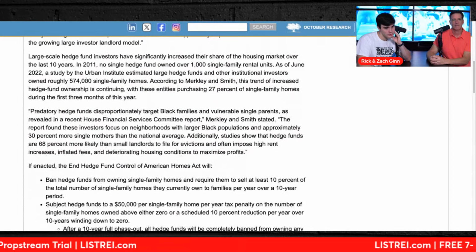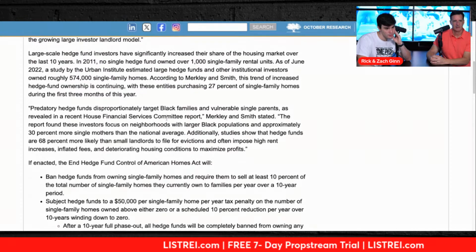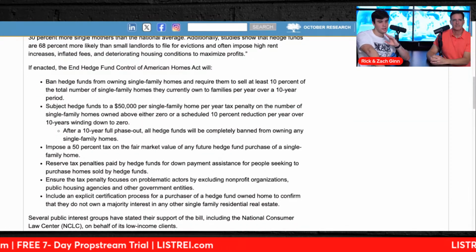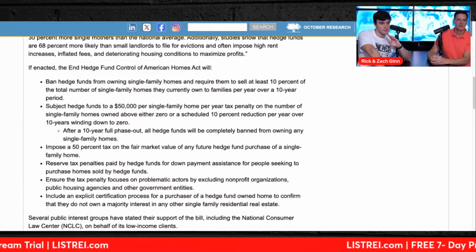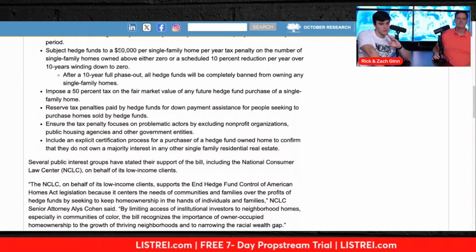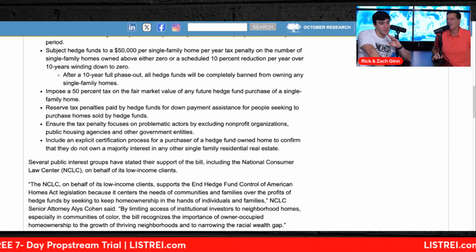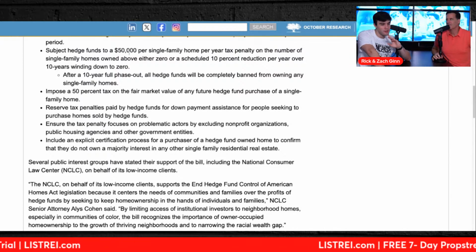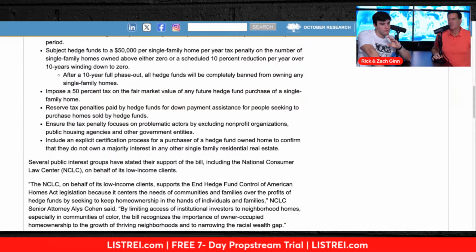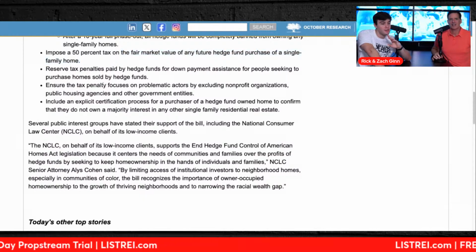Owned more than as of June, 574,000 houses are owned. Let's see here. Ban hedge funds from owning single family homes and require them to sell at least 10% of their total amount. Subject hedge funds to a $50,000 per family home per year tax. I mean, guys, this is a $50,000 per house tax per year. Wow, guys. From everything I've said, they're banned from owning any houses. Imposes a 50% tax on the fair market value of any future house bought.